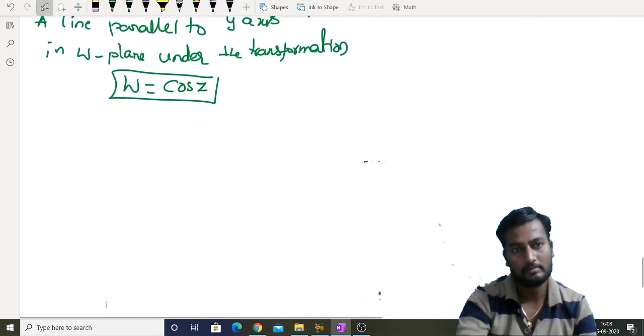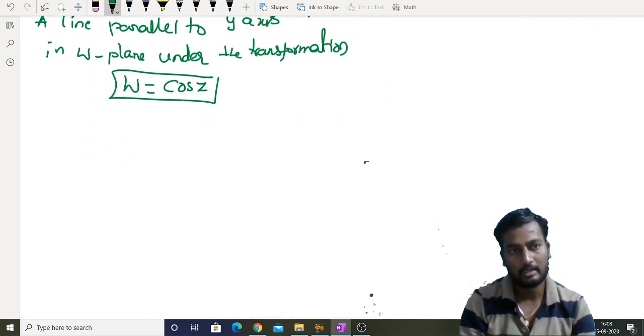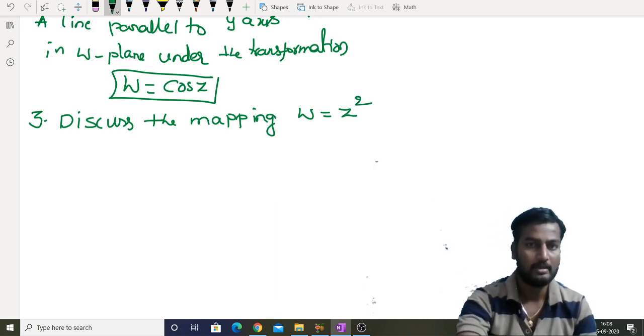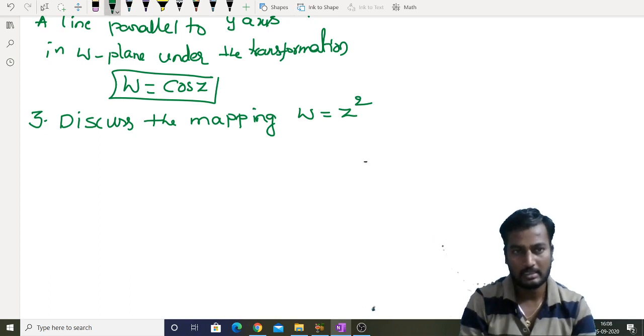Next one, discuss the mapping w equal to z square. What is w? U plus iv.